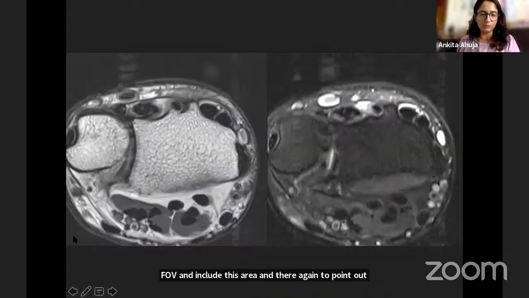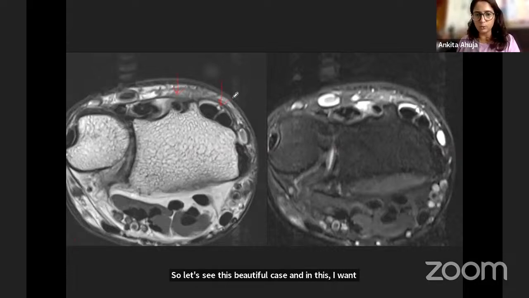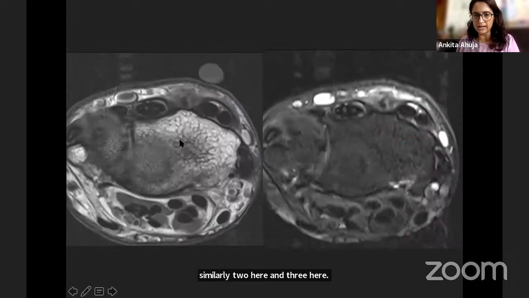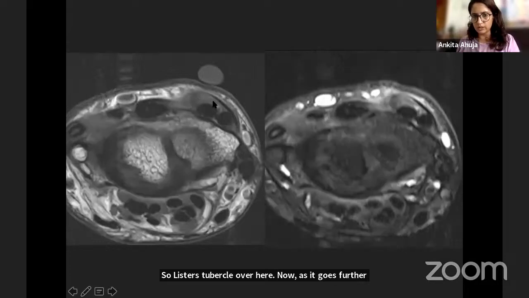So let's see this beautiful case. And in this, I want you to keep an eye on compartment 2 and compartment 3. So 2 here and 3 here, right? Similarly, 2 here and 3 here. So Lister's tubercle over here. Now, as it goes further, 3 has started to cross across, right? Now 3 is going across the 2, and you can see it is pretty inflamed.